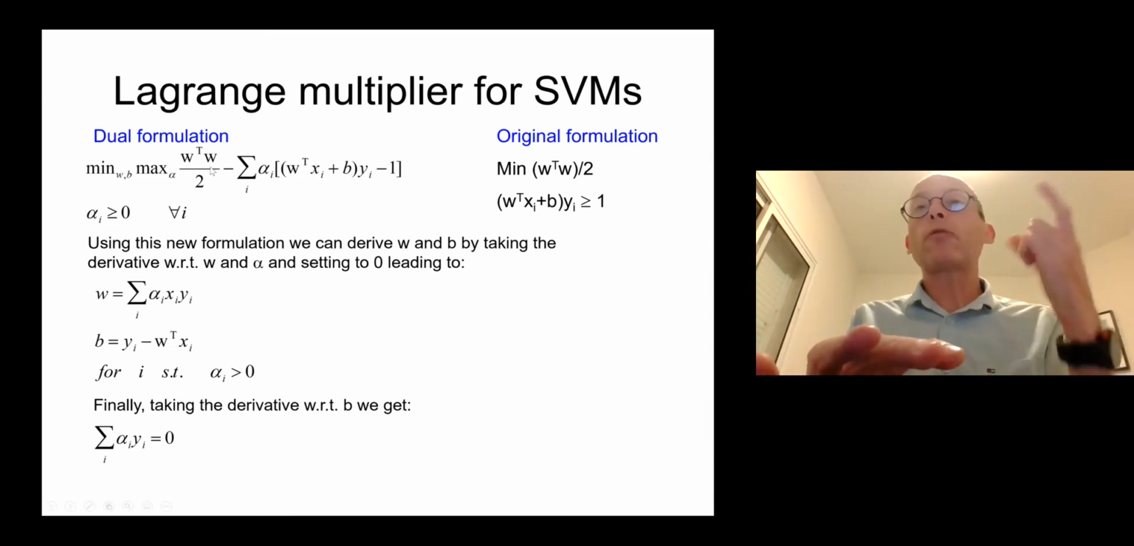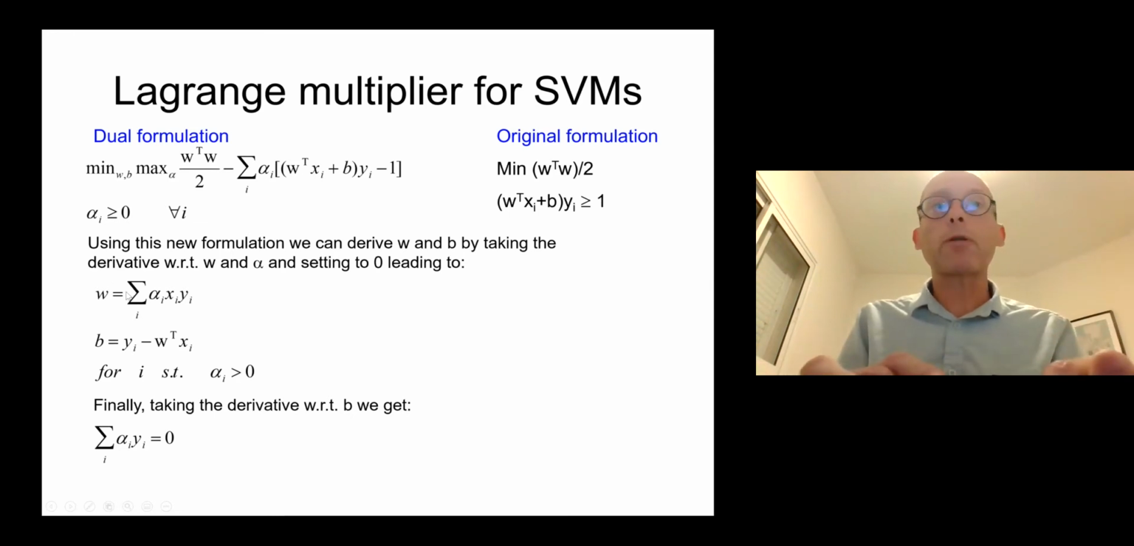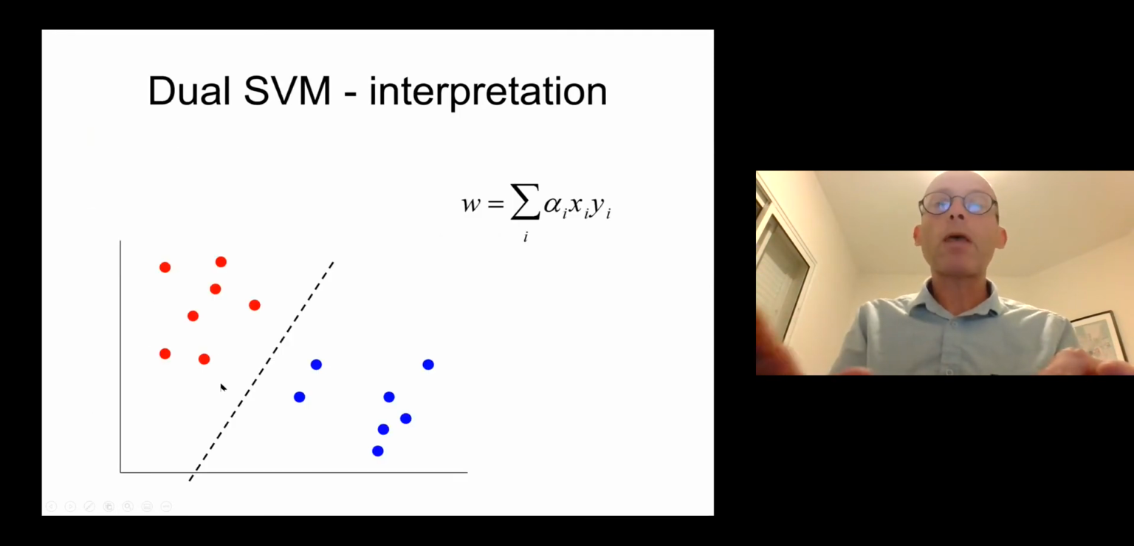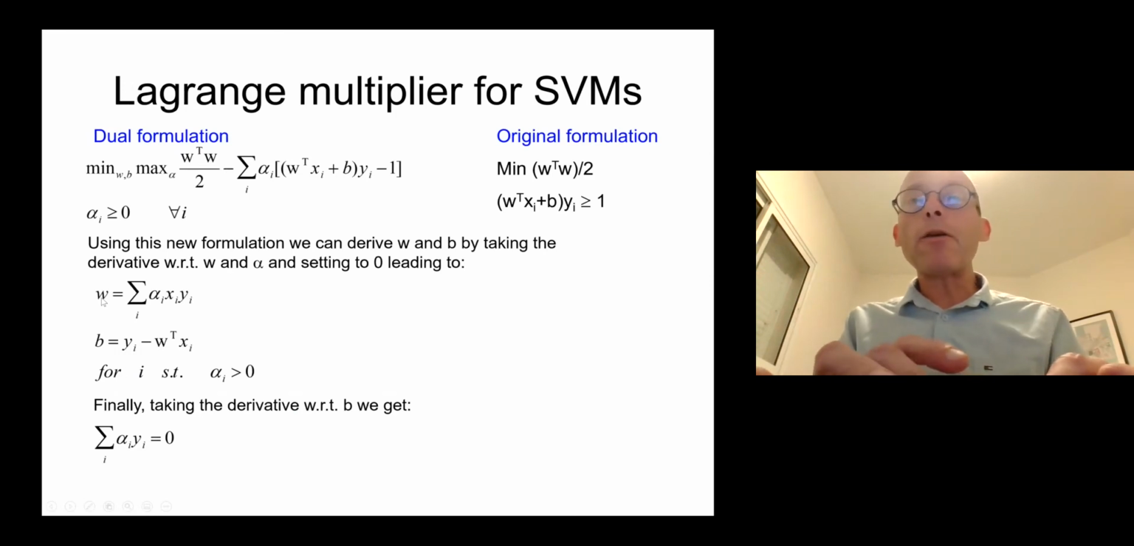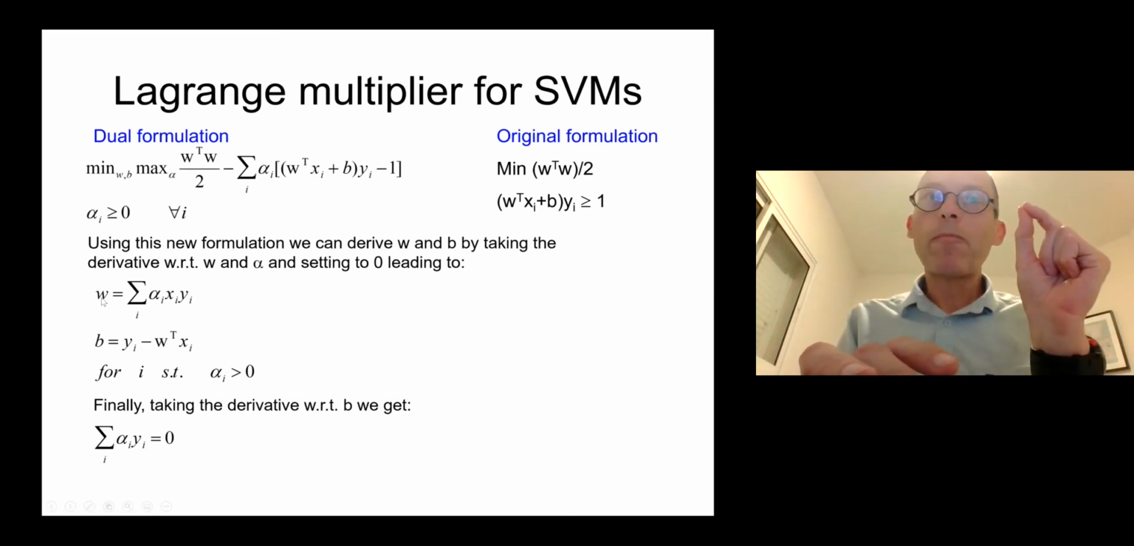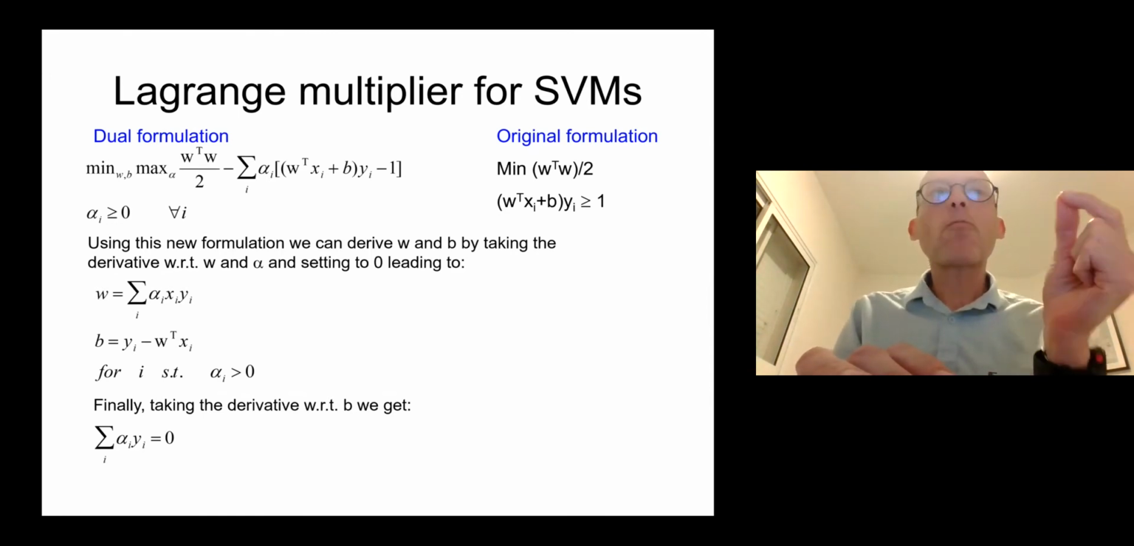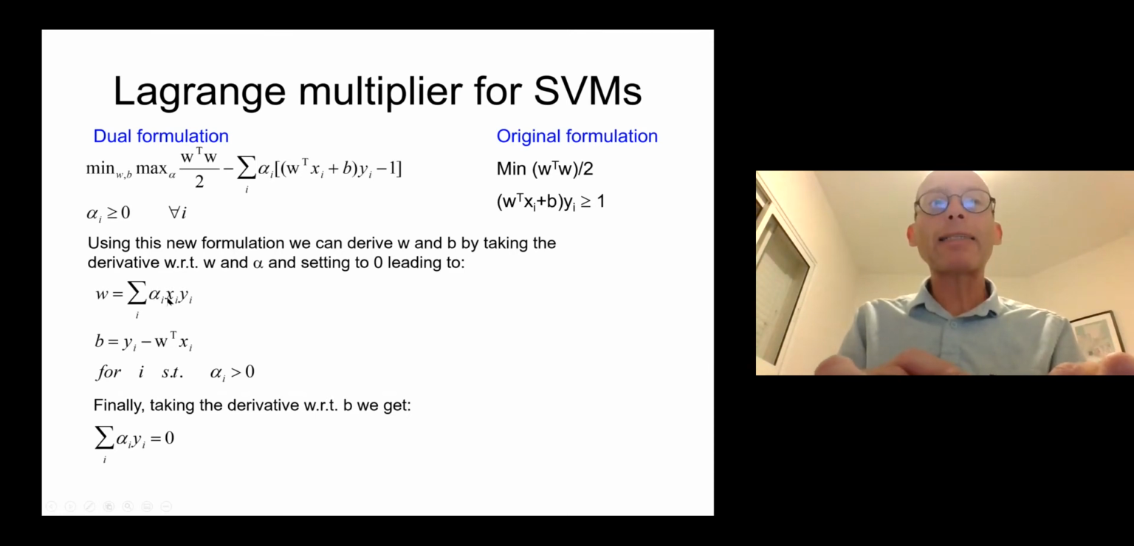Okay, so these are the three derivatives that we took. We took the derivative with respect to the parameters, which are w and b. This is what we got for w, and this is what we got for b. And we took the derivative with respect to alpha, and this is what we got for all alpha greater than 0. What does it mean? Well, remember, w is our parameter, right? Now, if we want to get w, we have to sum over alpha_i x_i y_i, right? These are the values that we get for w.